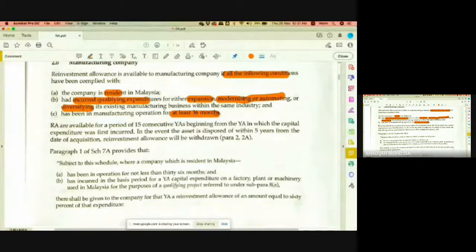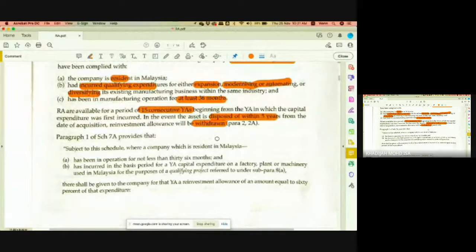And the RA is available for 15 consecutive years of assessment. That's a very long period of time. Previously it was 10 years, now they have increased to 15 years, beginning from the YA in which the capex was first incurred. In the event the asset is disposed of within 5 years, the reinvestment allowance will be withdrawn. So be careful. If you have incurred capex and you are under reinvestment allowance, the asset must be held for more than 5 years before disposal. Otherwise, the whole allowance given to you will be withdrawn.